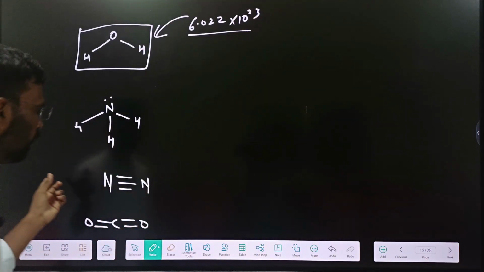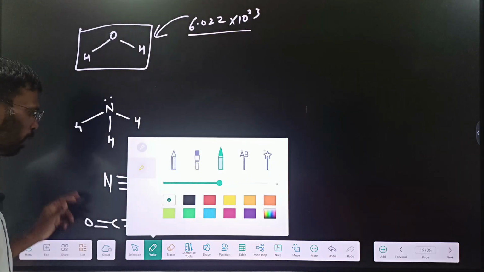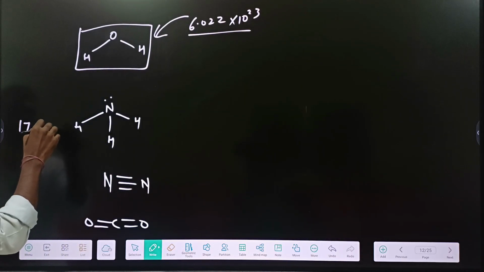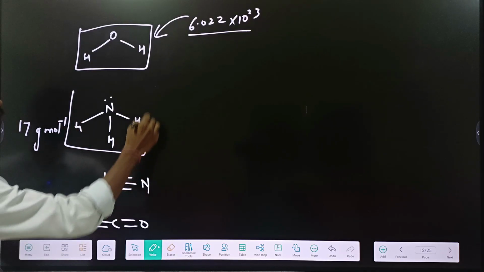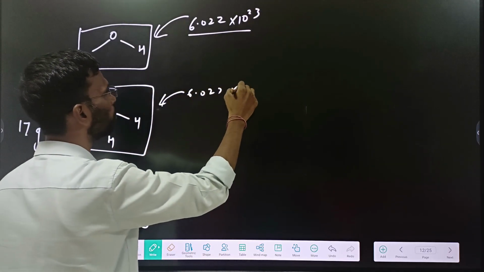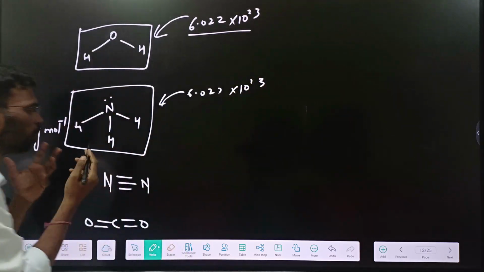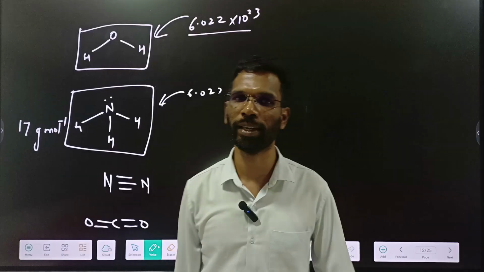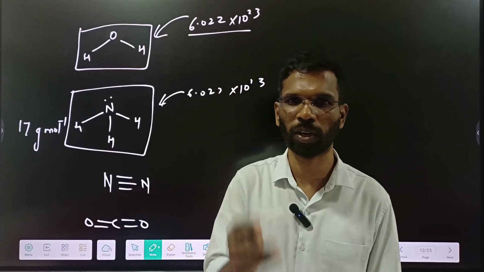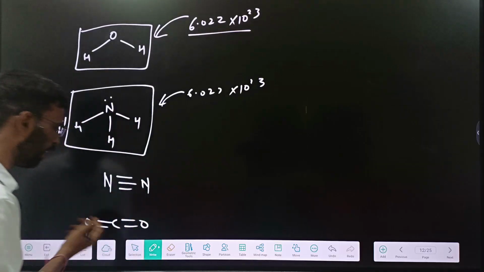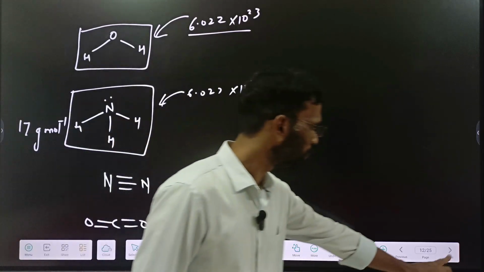So when we say the molecular mass of ammonia is 17 grams per mole, means these many units of ammonia, how many? 6.022 into 10 raised to 23 units of ammonia. When these many units of ammonia will come together, that time it will weigh 17 grams. 17 grams is a very high number. One molecule cannot weigh 17 grams, right? So same way for the nitrogen, the carbon dioxide molecule.